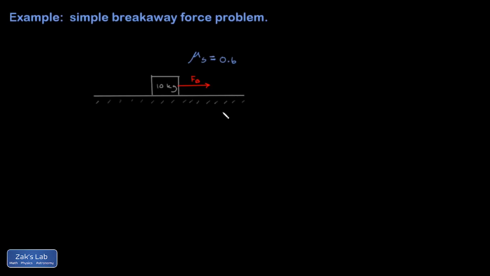This is a simple breakaway force problem where I want to compute how hard I have to pull horizontally on this box to break it loose. It has a static friction coefficient of 0.6. So let's get some other vectors into this analysis.